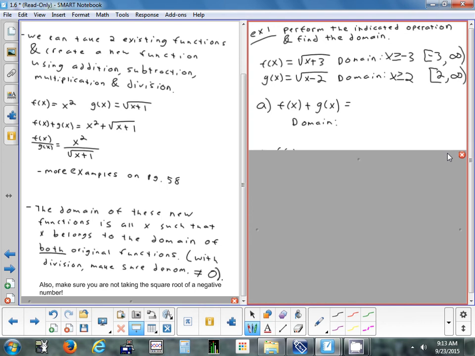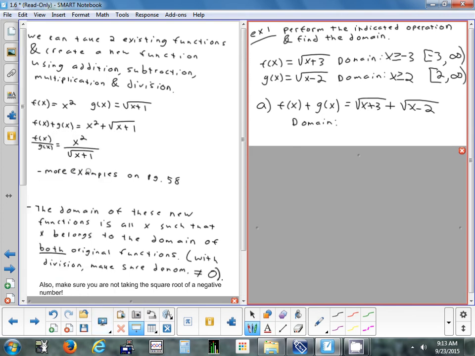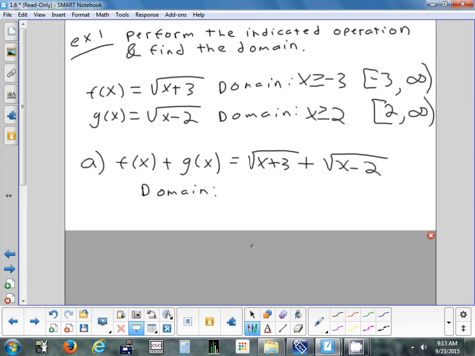Right, now let's combine them together. Okay, so we're just going to add them up. And there's nothing you can really do to simplify it. Just write f of x plus g of x. Okay, square root of x plus 3 plus square root of x minus 2. Now, what is the domain here? In this new function, what numbers can you pick for x?